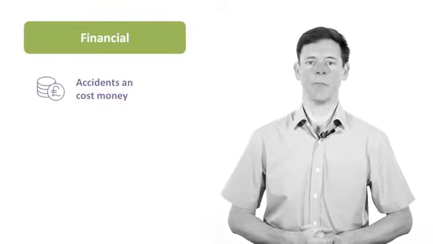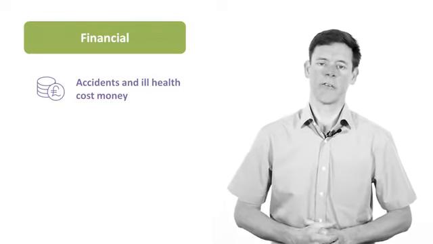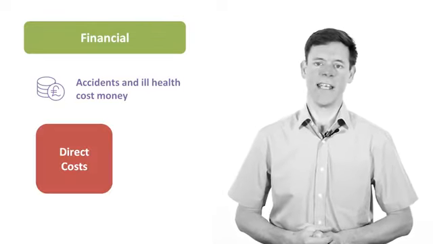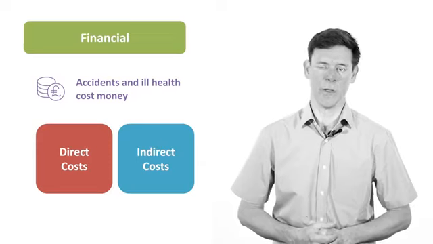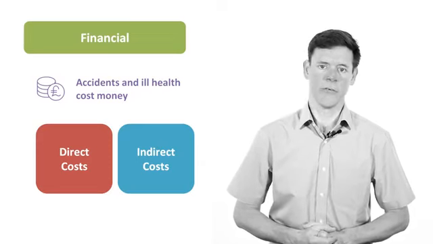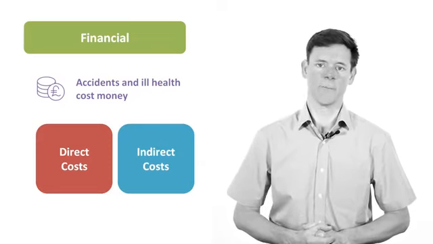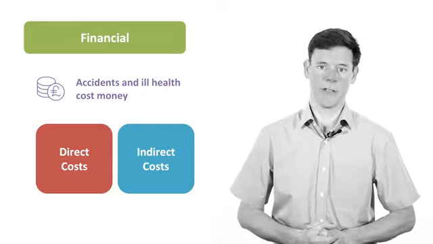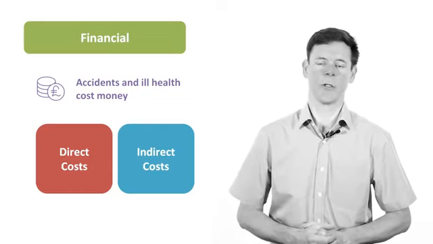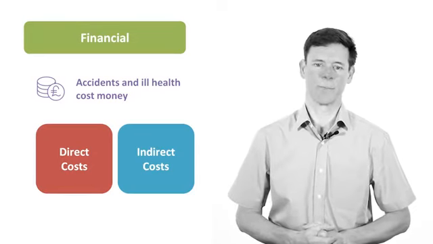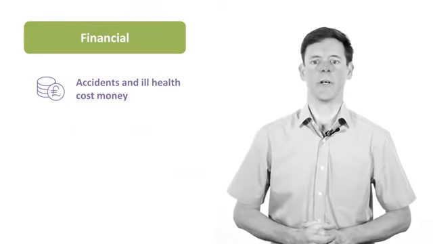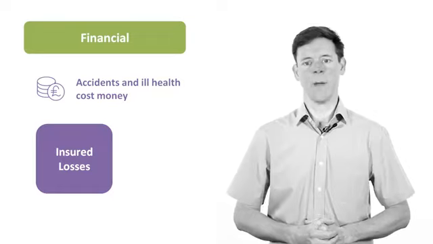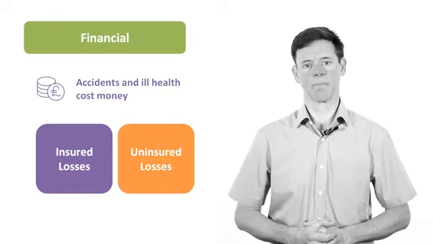The financial reason relates to the fact that when accidents and ill health happen, they cost money. When an accident occurs, there will be direct and indirect costs associated with that event. These costs may be extremely high. For example, the costs associated with damaged business reputation and the subsequent loss of clients and contracts. Some of these losses can be insured against, but many of them will be uninsured.